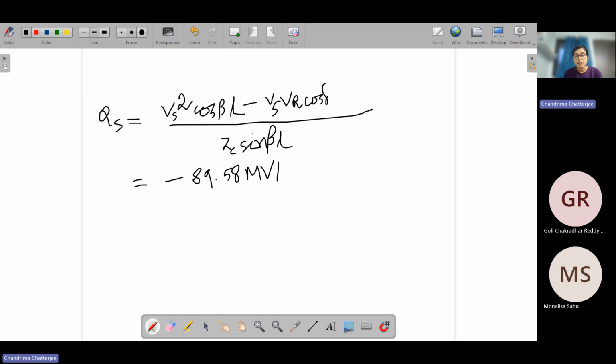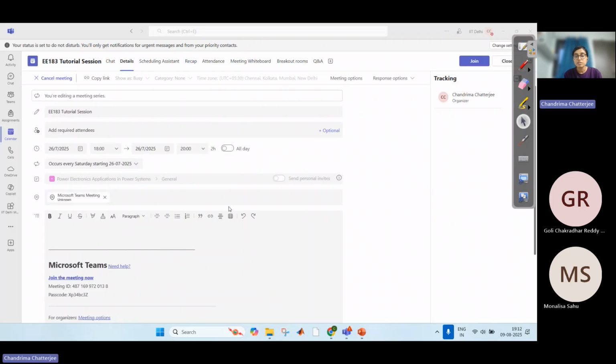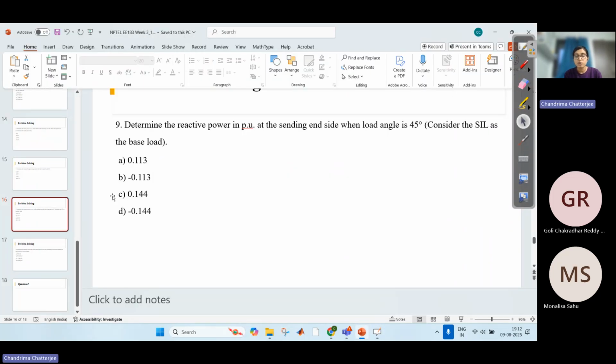megawatt, and then you will have to just divide it by the SIL because that is the base power. So QS by SIL, if you do, you will get the per unit reactive power. So this divided by 622.25. So that is minus 0.1439. So what you did was correct. Minus 0.144. This is the correct answer.